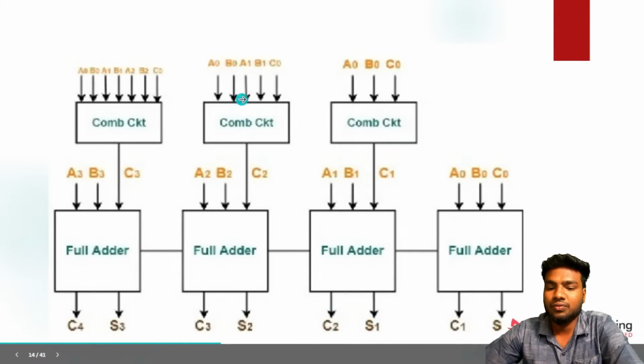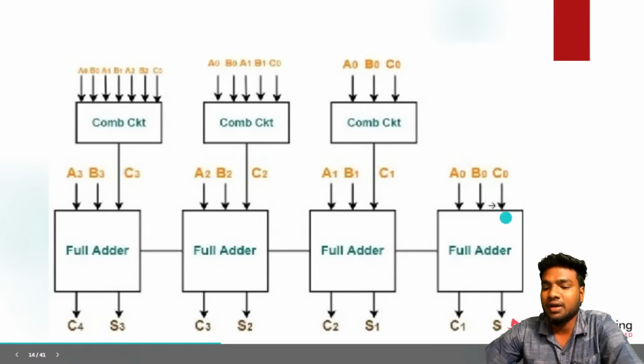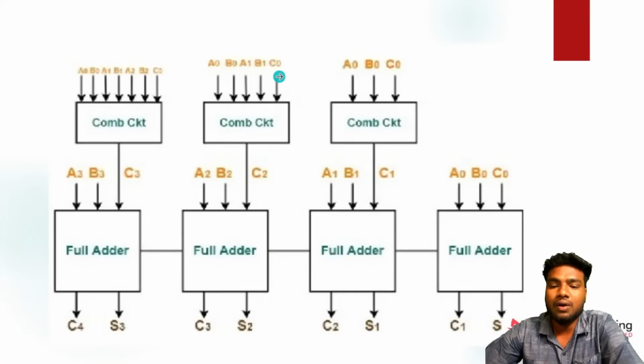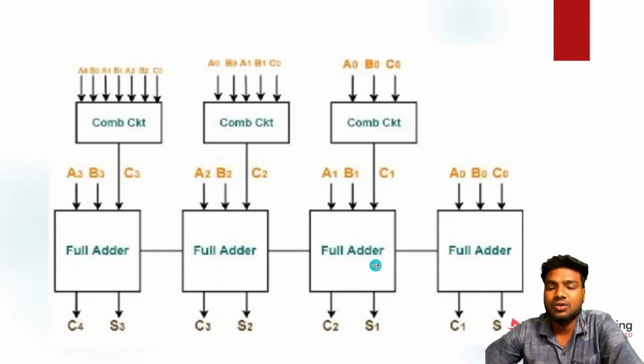Same thing for this full adder: it won't wait for the previous two full adders to complete. It has its own combination logic, a combination circuit, with the inputs A0, B0, A1, B1 and C0. This combination logic gives the carry result of C2, which is applied to this full adder, and you get S2 and C3. If you follow this circuit, there is no delay. Each full adder is independent, with no dependence on the carry from the previous full adder.